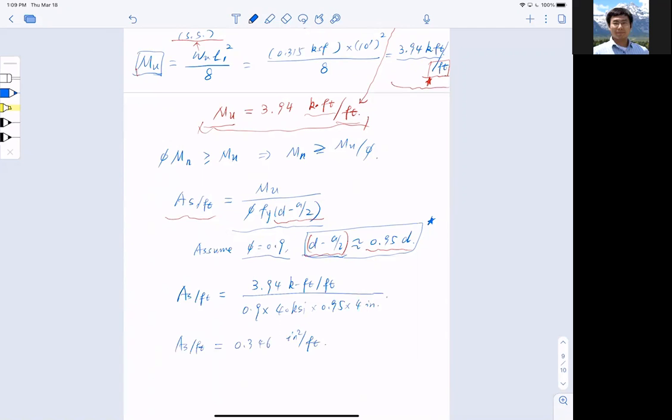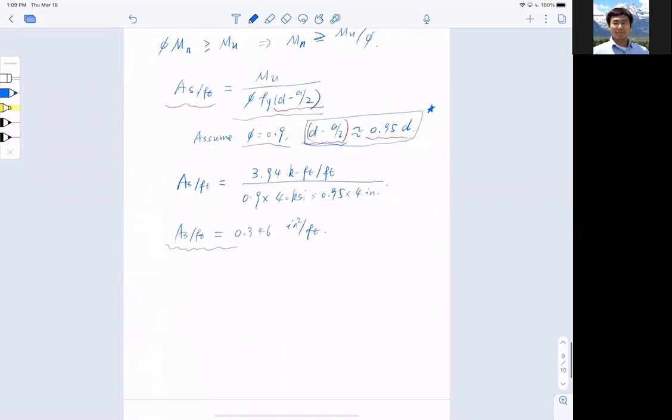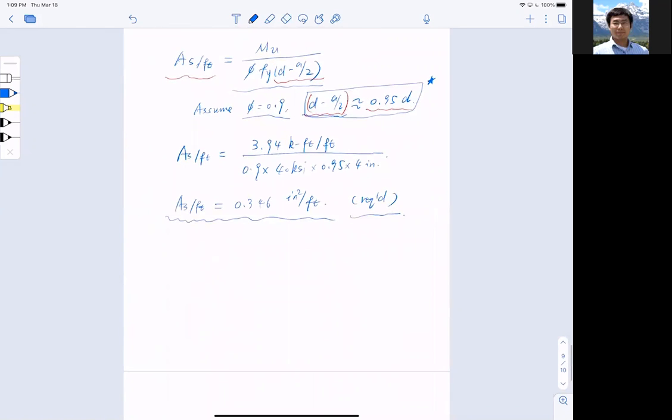0.346 inch squared per foot. So that is the so-called required reinforcement needed for the one-way slab per foot. But this is not enough. We said this is required.